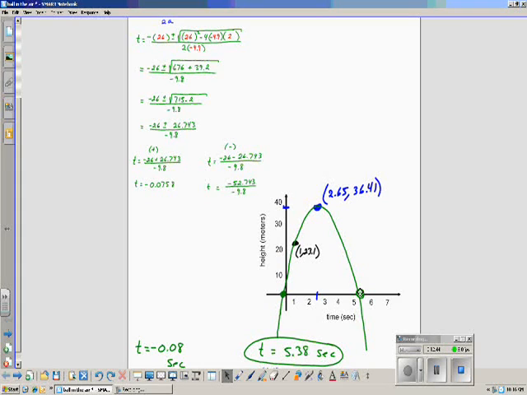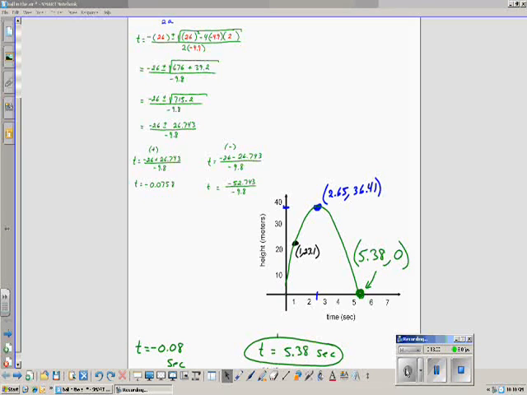That negative 0.08 means nothing here. It's called an extraneous solution. It's not applicable to this particular situation. So the answer to this question is the ball lands when the clock reads 5.38 seconds.